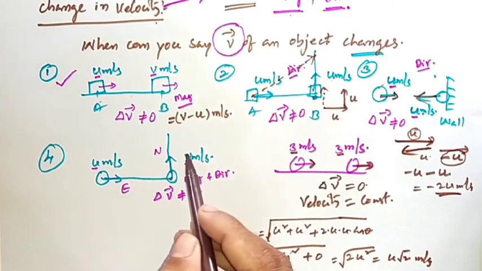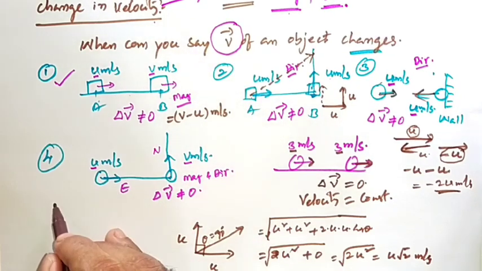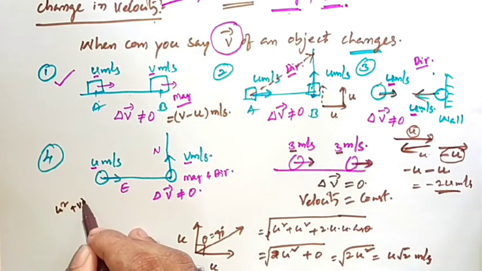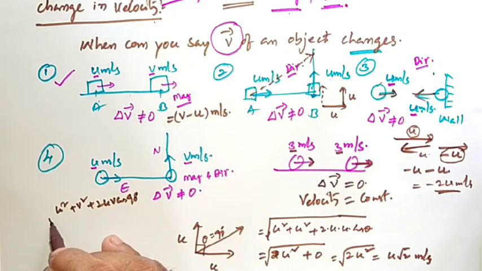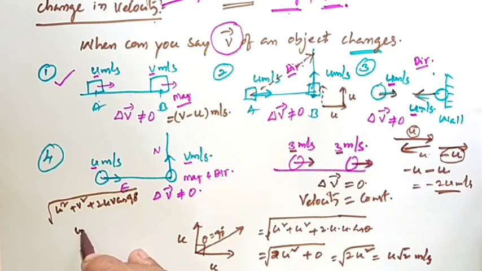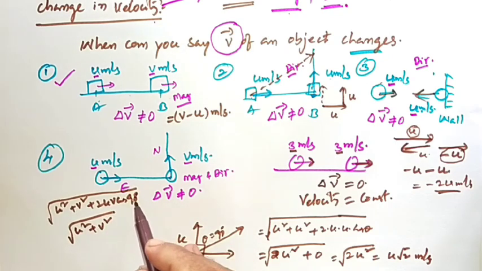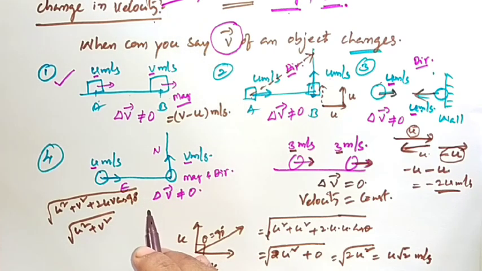What about this case? Same in this case, but here root over u square plus v square plus 2uv cos 90. What do you get? Root u square plus v square. This is the change in velocity, because cos 90 is 0, so this term is 0. Root over u square plus v square is the change in velocity. Got my point? So in this way, we can calculate a change in velocity.